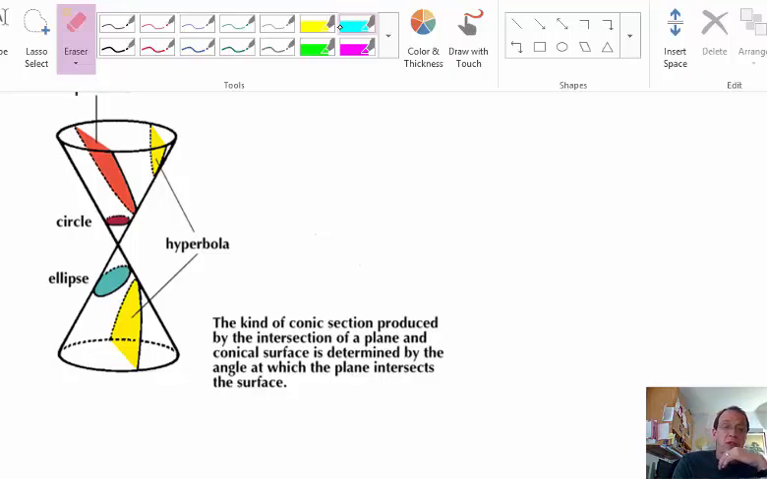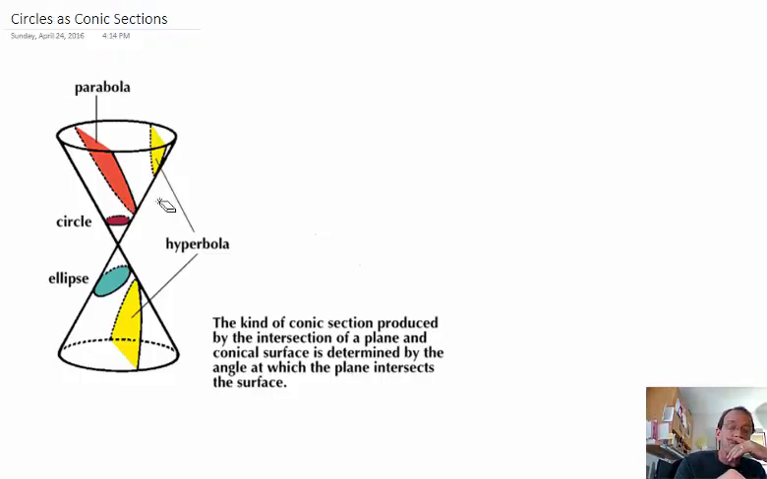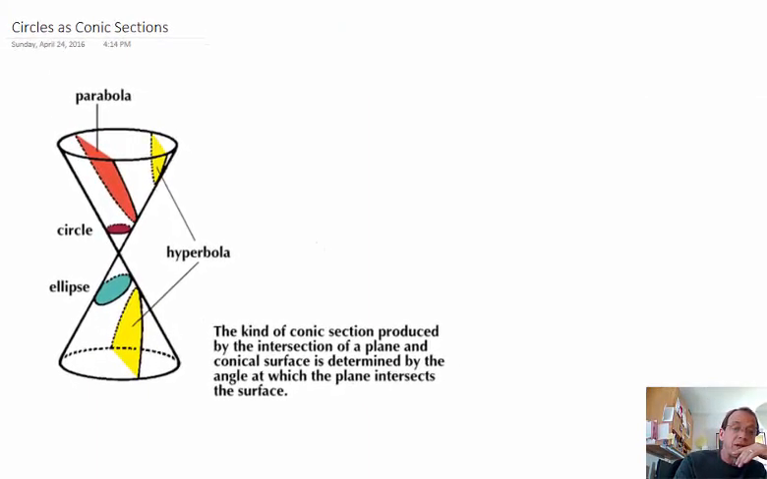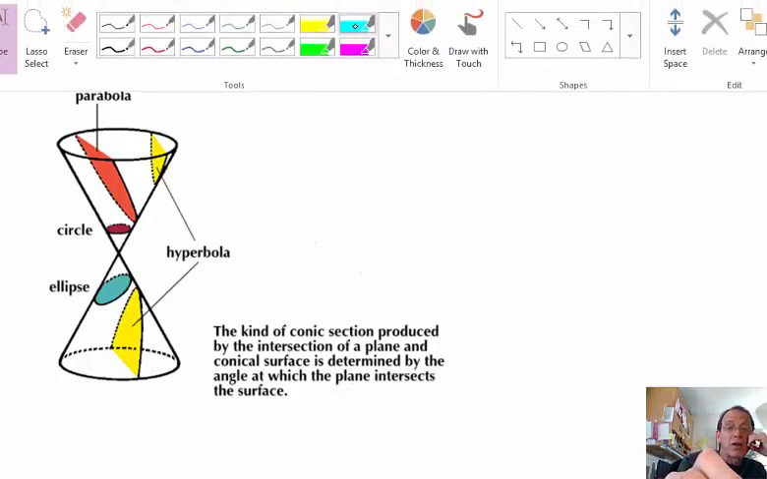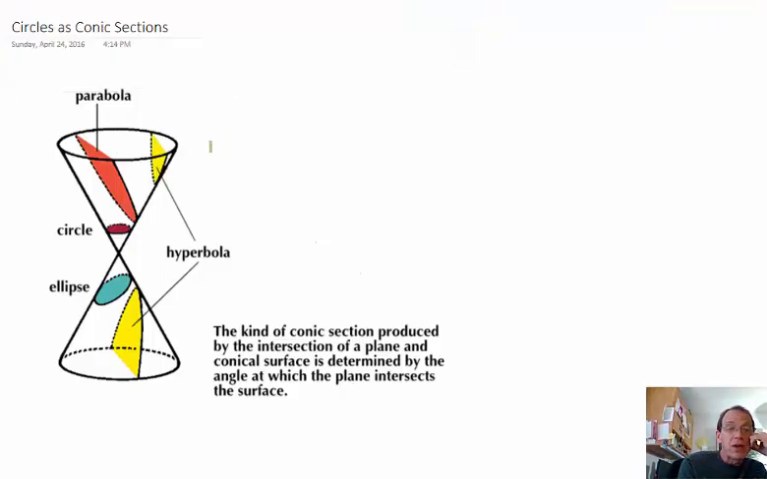The first one that the book talks about is parabolas. That's this red one here. This is a parabola right here. And then you've also got the yellow section, which is called a hyperbola. And then, in addition to that, you've got the circle, which is right here. And that's the one we're going to talk about today.